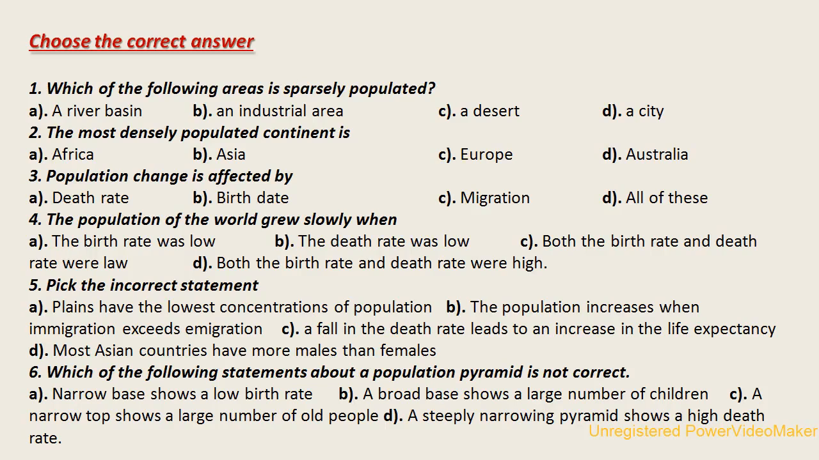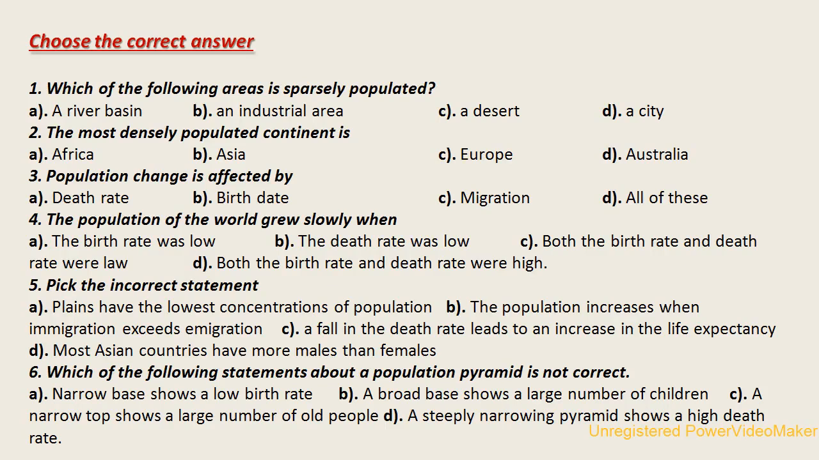Third question, population change is affected by, options are death rate, birth rate, migration, all of these. Fourth question, the population of the world grew slowly when, options are the birth rate was low, the death rate was low, both the birth rate and death rate were low, both the birth rate and death rate were high.